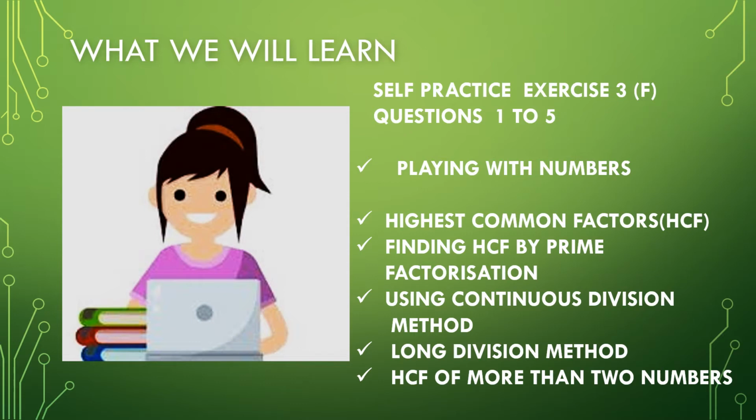What we learn today? Today we learn and solve self-practice exercise questions 1 to 5, self-practice 3F. Chapter name is Playing with Numbers and topics are highest common factors, HCF, and finding HCF by prime factorization, finding HCF using continuous division method, finding HCF using long division method, and finding HCF of more than two numbers. Let's solve some questions.